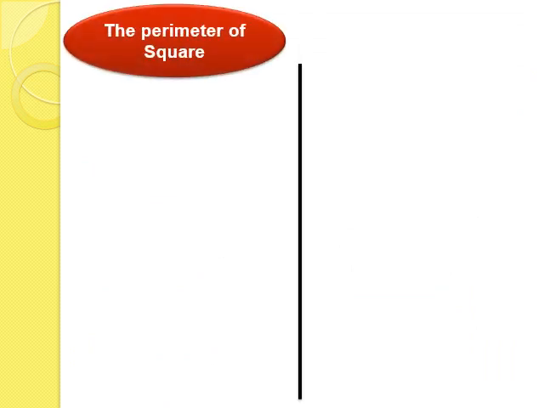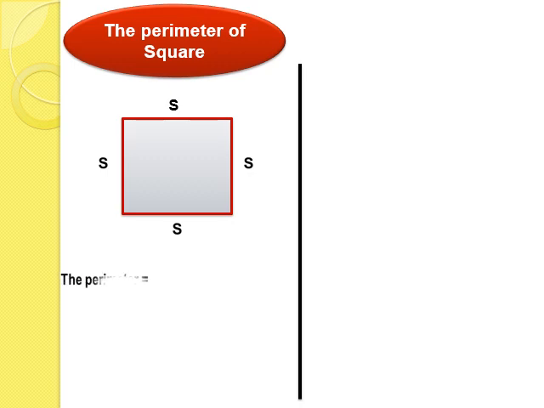Now we will talk about the perimeter of a square. It's a square, you know. A square has equal sides, right? 4 equal sides. So if you need to calculate the perimeter of the square, the perimeter is the sum of all outline sides of the shape.